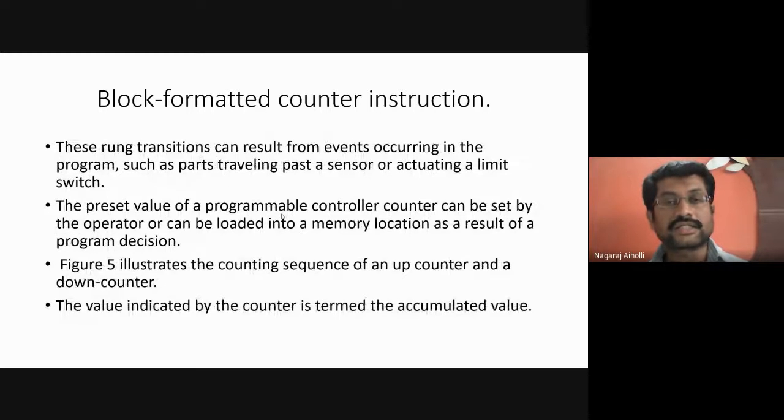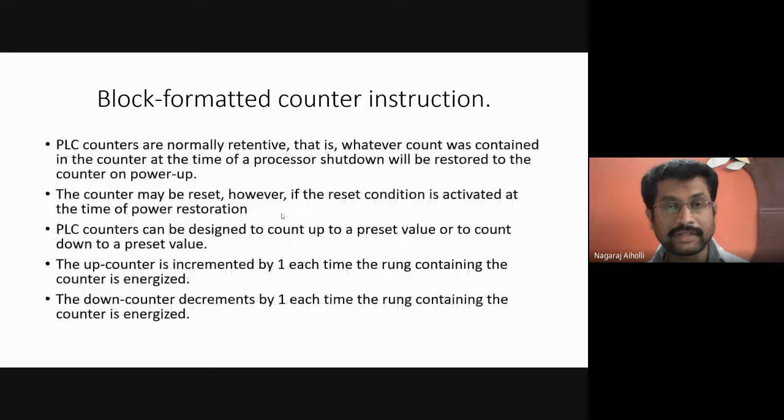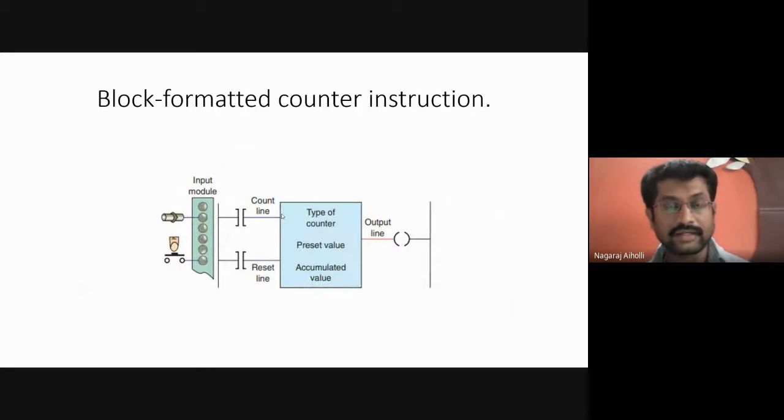These rung transitions can result from the events occurring in the program. Just now I showed the diagram here. Right here we are applying the count of the items, that is the input signal to the counter. Once that input signal is applied, and when the rung becomes true, this contact becomes closed, then the counter is activated to count the number of items. So the input here is the number of items on the conveyor belt.